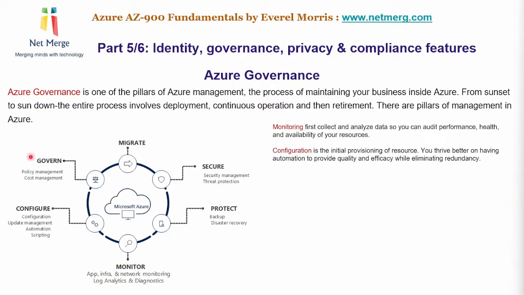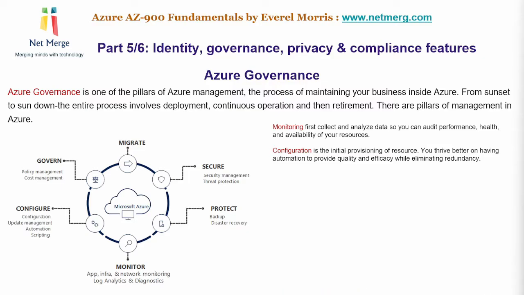Next, we want to talk about configuration, and this has to do with updates and management, automation, scripting, and different procedures that you would use in your configuration. So configuration is the initial provisioning of a resource or resources. You thrive better on having automation to provide quality and efficiency while eliminating redundancy in your process. So you're able to do this automatically or systematically. You're able to reuse processes and avoid redundancies in Azure.